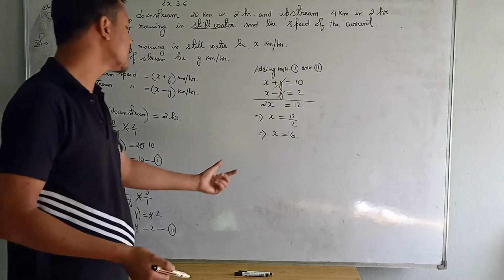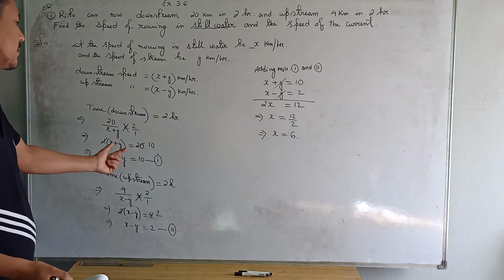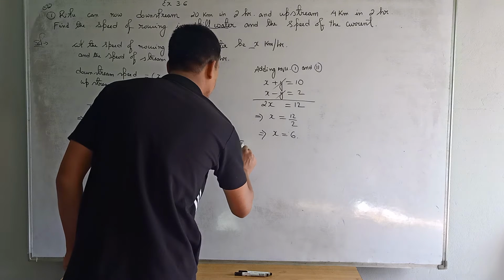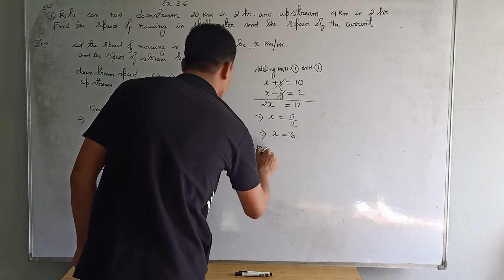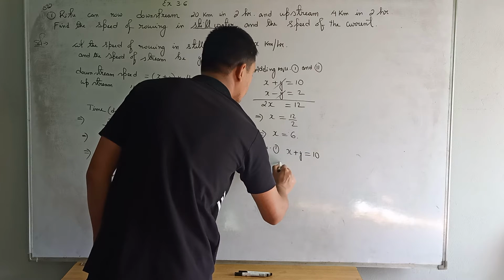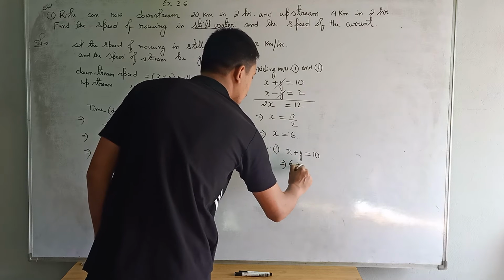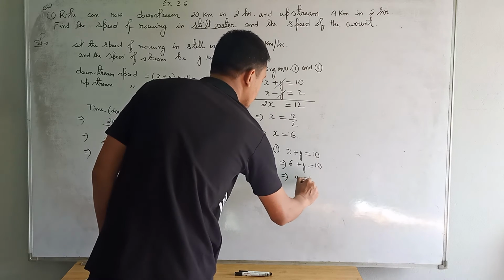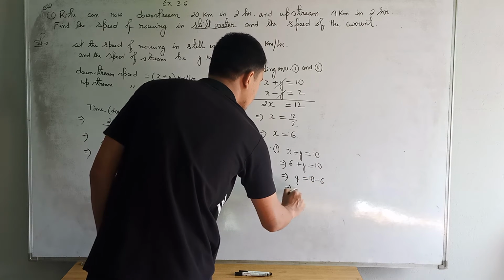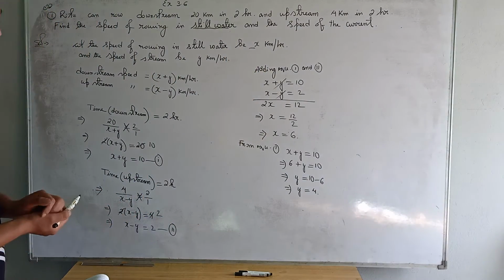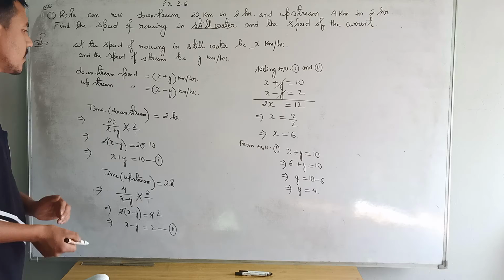So let's substitute this value of 6 in either equation 1 or equation 2. From equation 1, x plus y is 10, we have x as 6, plus y is equal to 10. So y equals 10 minus 6. So y is equal to 4. So x and y we have determined. We have determined the solutions for the given equations.